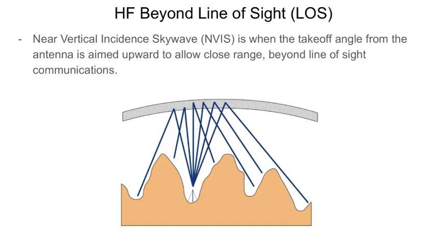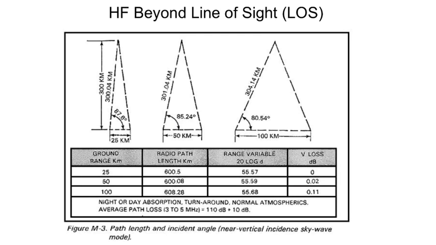You're shooting the HF signal straight up and it's coming down like an umbrella. So you can see from this graph, when you change the angle that the antenna is pointed, that will change the range at which that skip distance is.